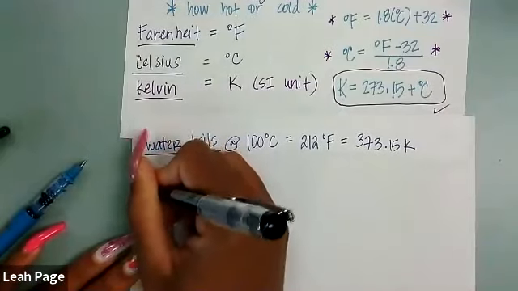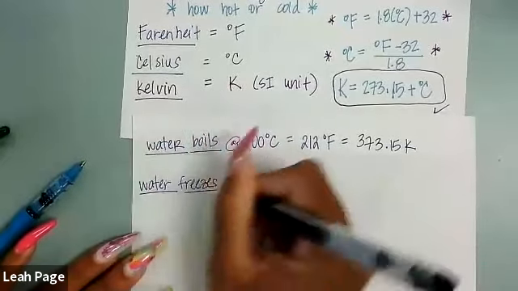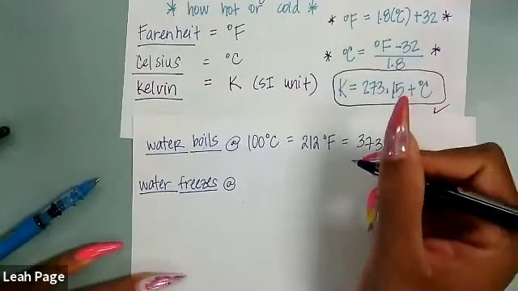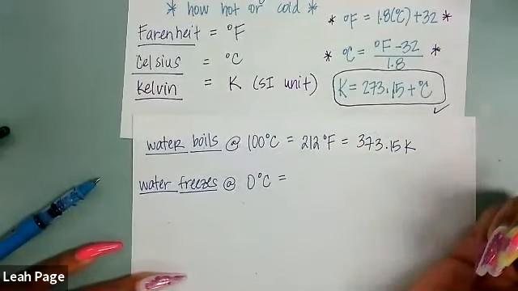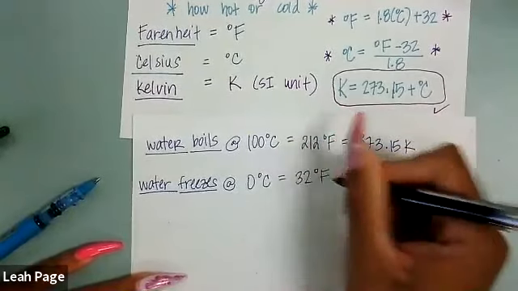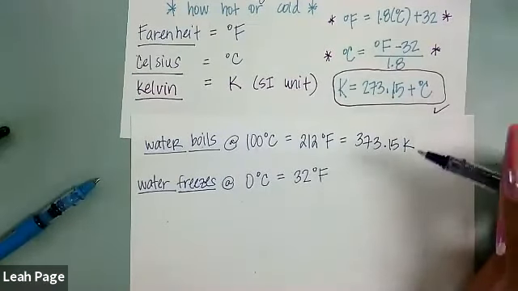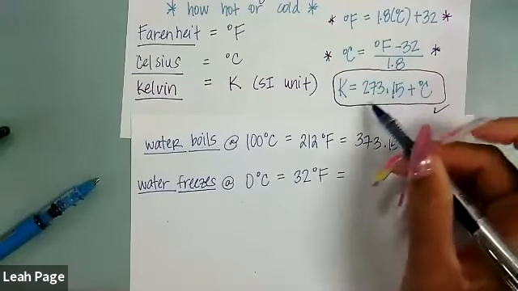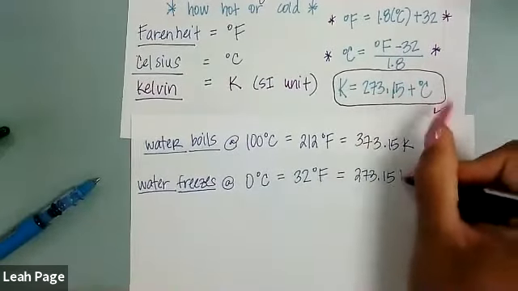When water freezes, does anyone know what water freezes at in degrees Celsius? 0 degrees centigrade. 0 degrees Celsius. Does anyone know off the top of their head in Fahrenheit? 32. Yep, 32 degrees Fahrenheit. I remember this just from moving to Chicago, looking to see when it's going to snow. And then finally, if I'm converting it to Kelvin, I'm just going to plug in 0 right here, and you see that it's just going to be 273.15 K.